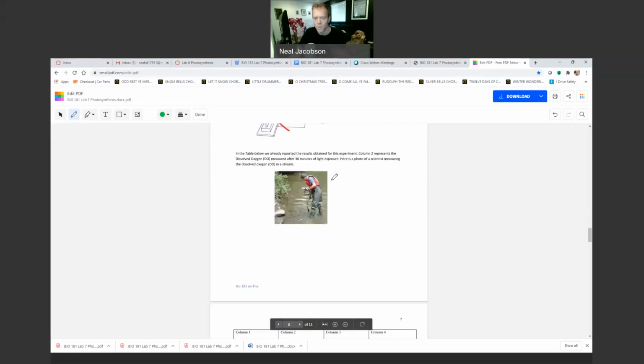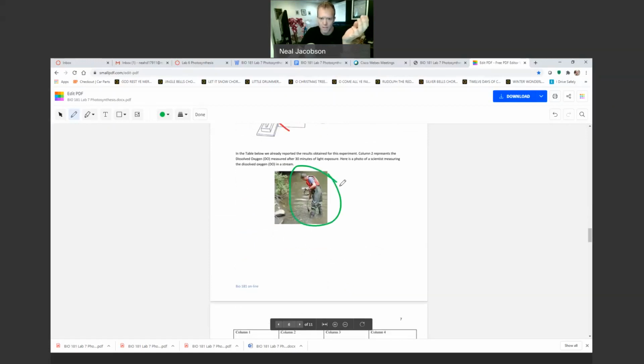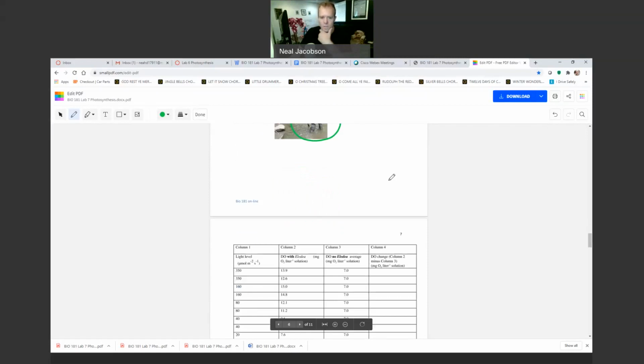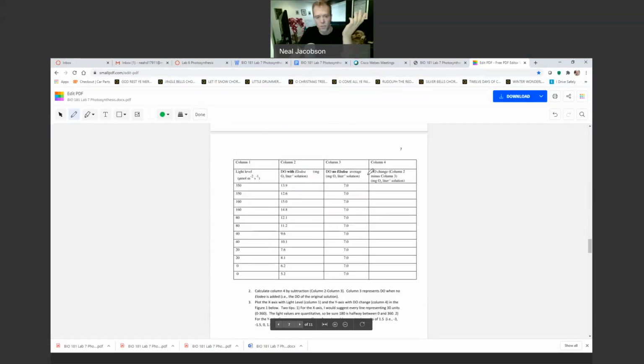And then in the table below, we are reporting the results that were obtained for this experiment. So lucky for you guys, you don't actually have to sit for 30 minutes and wait for this to take place. It's already been done for you. And there's a cool little photo of this guy measuring dissolved oxygen in the Salt River, which is something you can do. Dissolved oxygen, obviously fish need it to survive, so a good question is, how much oxygen is available for the aquatic life in our rivers?